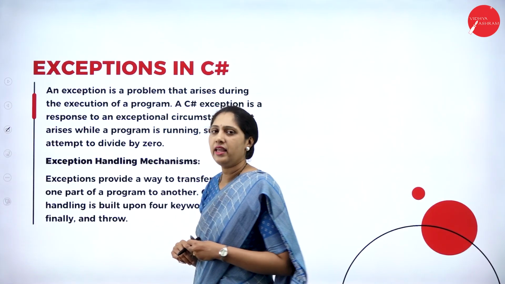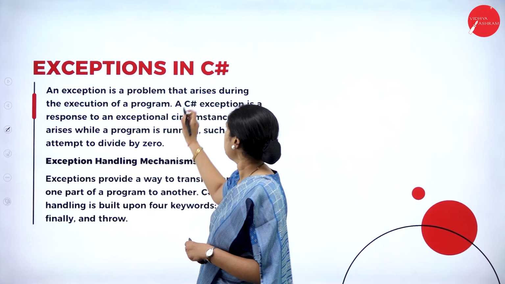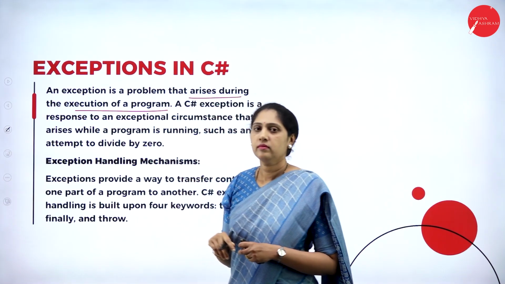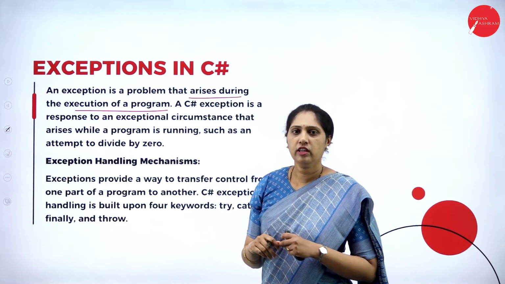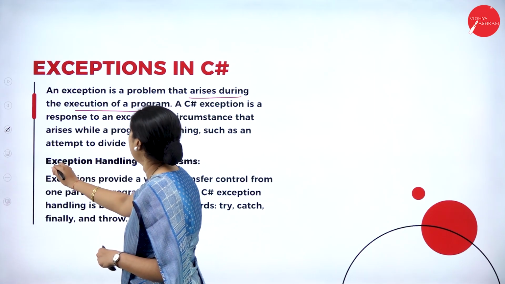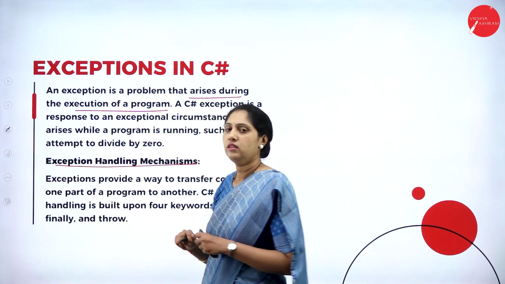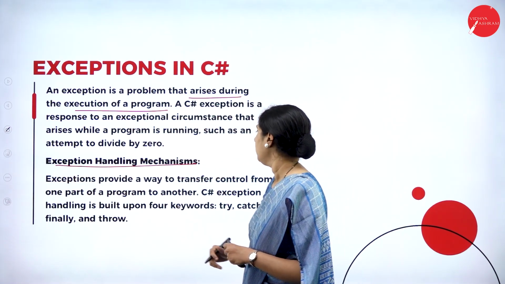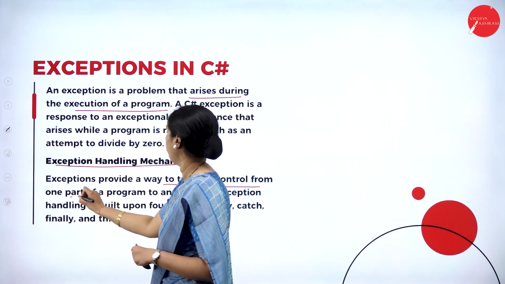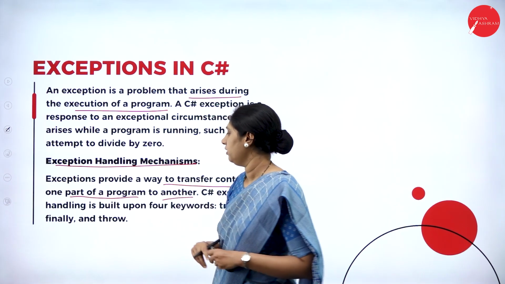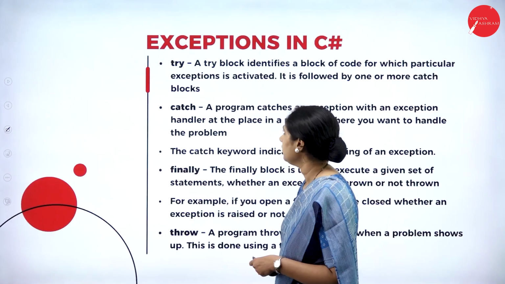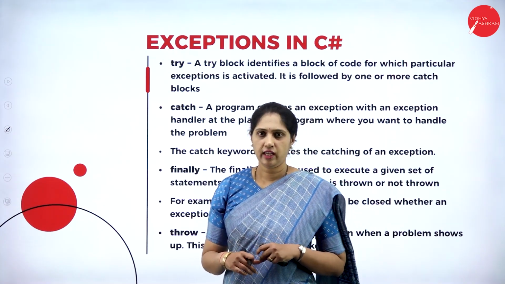Then, what is an exception? An exception is a problem that arises during the execution of a program. So when you run the program, you may get an exception. You can handle this exception in your C# program. Exceptions provide a way to transfer the control from one part of a program to another. Then how do we know what exception has arisen? We use a try and catch block.